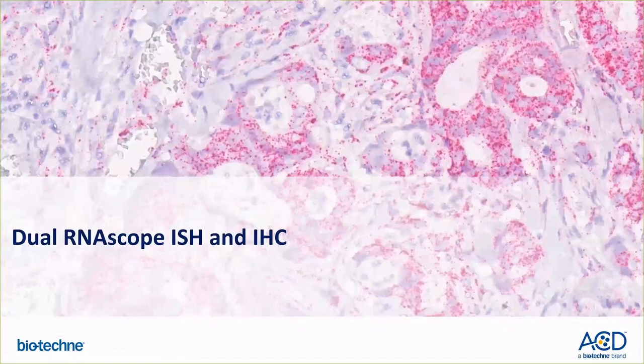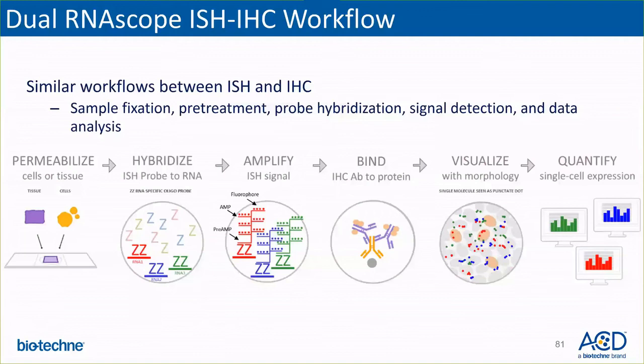One of the most frequently asked questions is, can you combine RNAscope-ISH with immunohistochemistry or immunofluorescence? And the answer is yes. Both ISH and IHC procedures have a similar workflow as shown here. Both require sample fixation, some kind of pretreatment to unmask your RNA or protein, and subsequent detection.